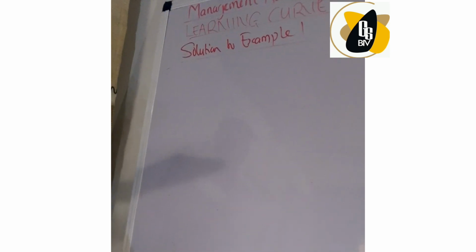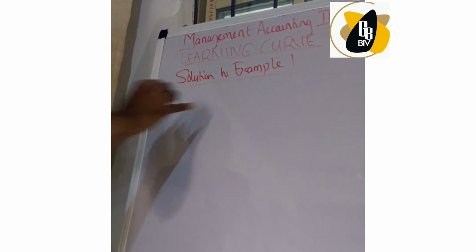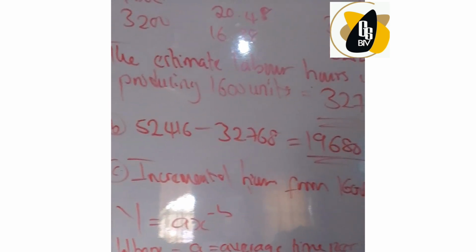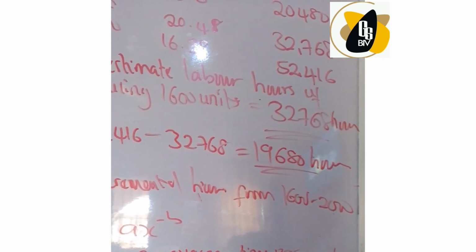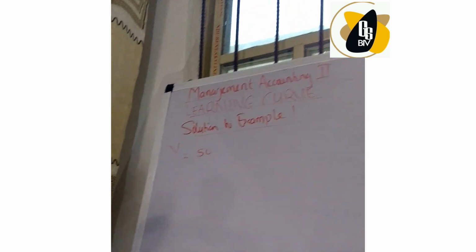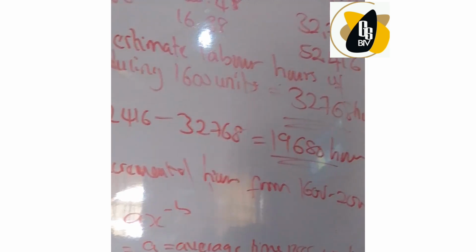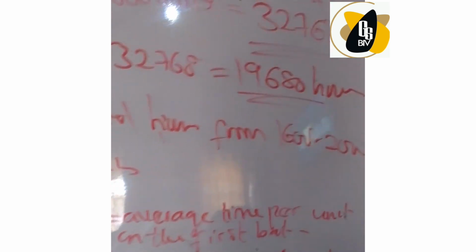So right now we have been told in the question that A, therefore y is equal to, what is our A? Average time per unit on the first batch. What is the average time per unit on the first batch? We're told that that is 50. Right? The next is X. They said X is the index of learning. And how do we get that? Expected outputs.